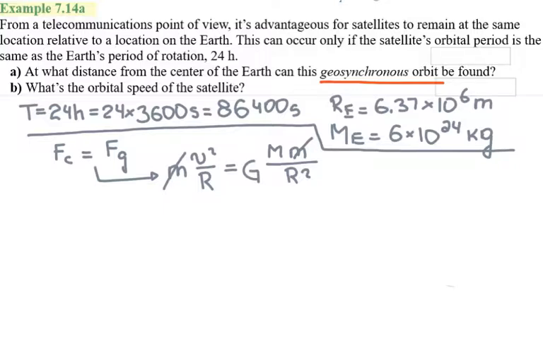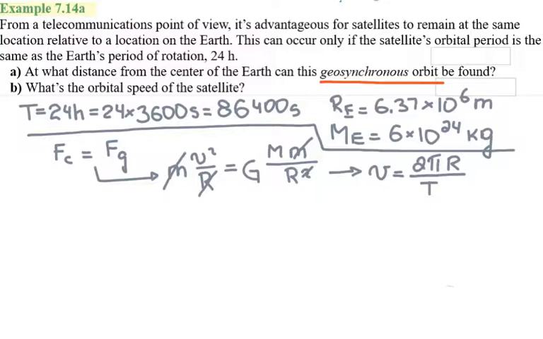Oh, and I cancel one of the r's as well. So I'm gonna simplify, and also I know that the velocity is equal to the circumference, the distance, over the time, and the circumference is 2 pi r. This is the circumference at which the satellite is moving, and over the time is the period it takes. It takes 24 hours to go all around the Earth, looking at the same point.